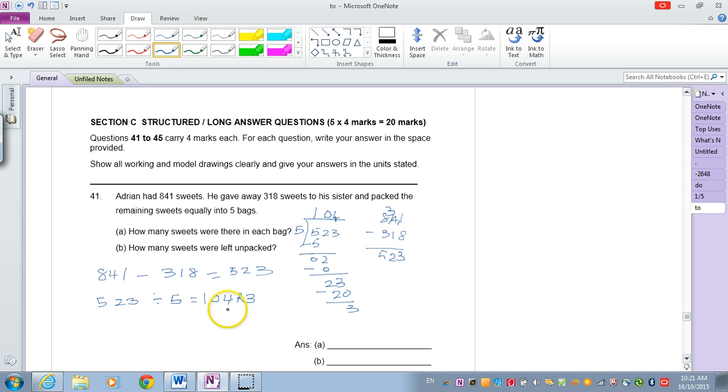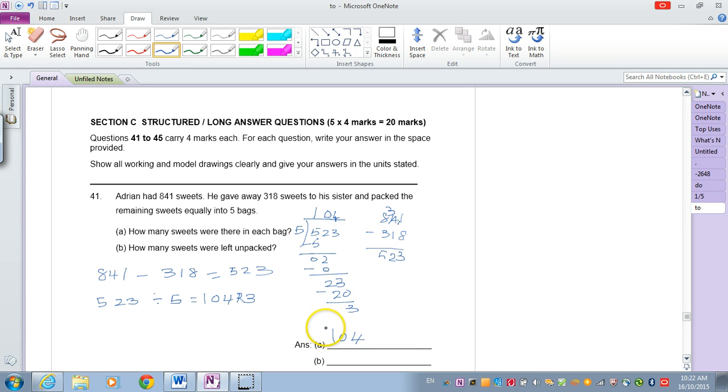If you write down 104 remainder 3 in A, you will get it wrong, because the question asks you how many sweets were there in each bag. That means the number of sweets in each bag. So that will be 104.